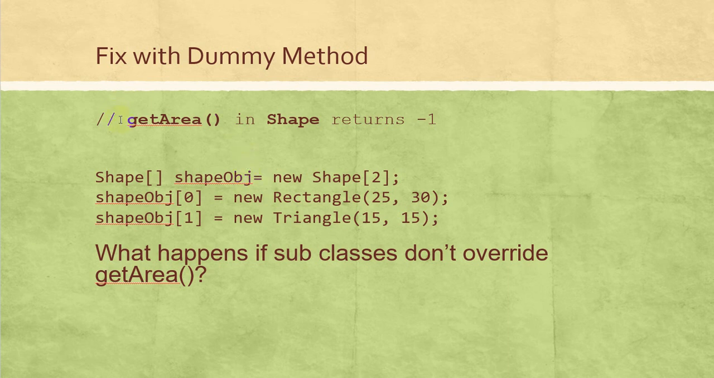So the fix with the dummy method: what you have done is define the get area method, and it is returning -1 in the parent class, that is Shape. You have defined two objects of the Shape class, and now I'm going to instantiate two more objects from their child classes, and I have stored them in the two objects of the parent class, that is Shape. One child is the Rectangle and another child is the Triangle. The important thing is that these are inherited classes of class Shape.